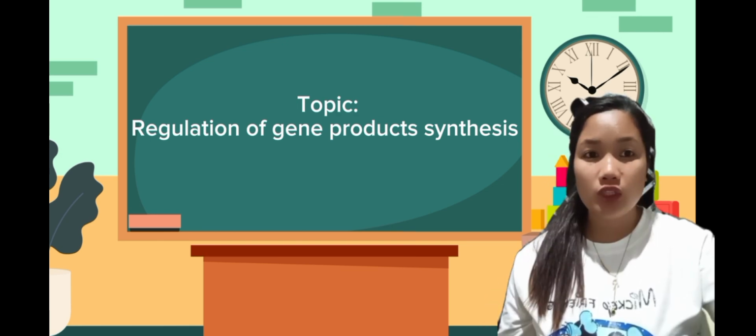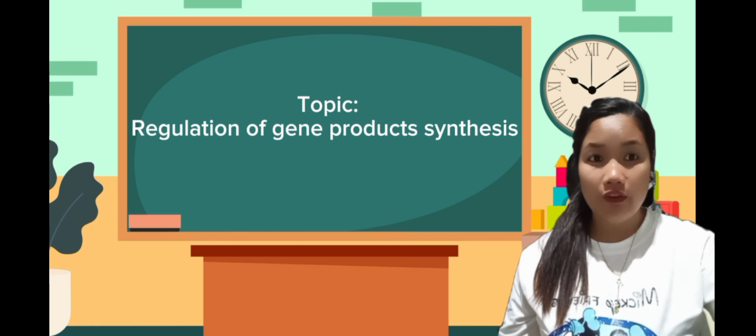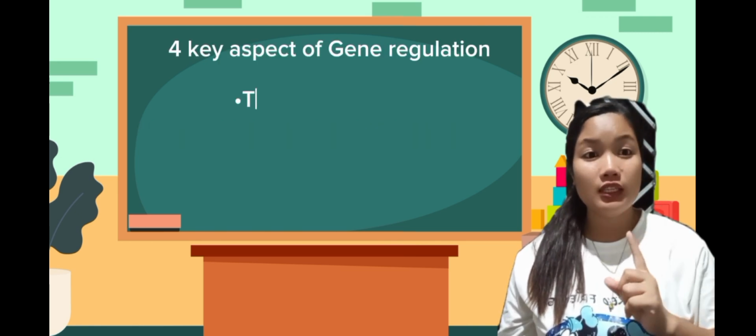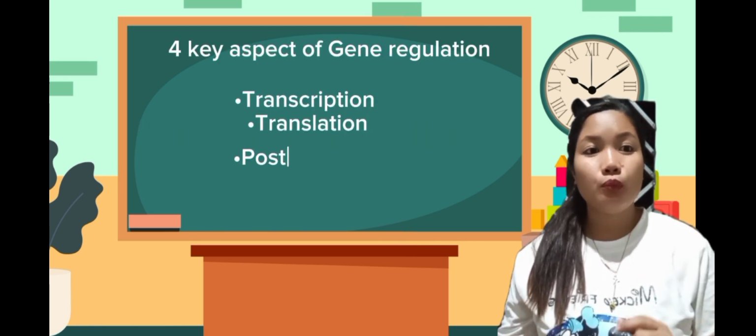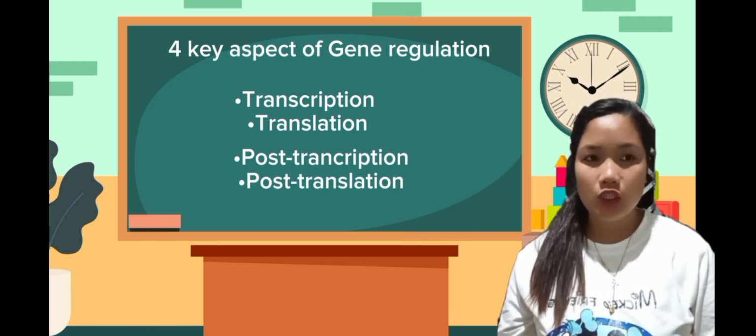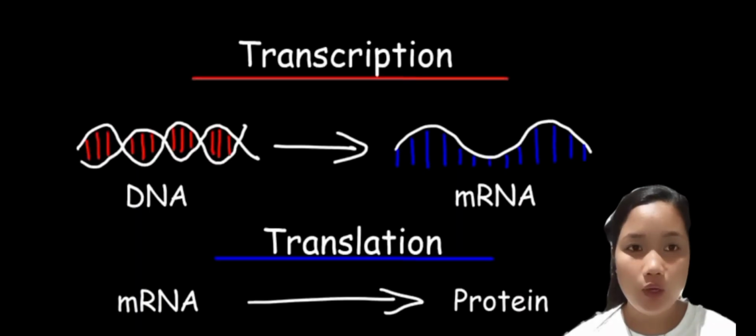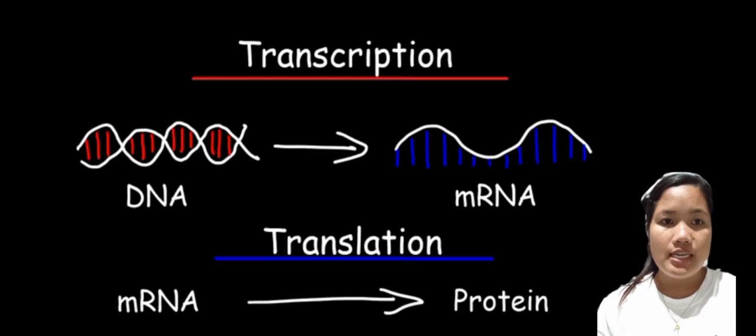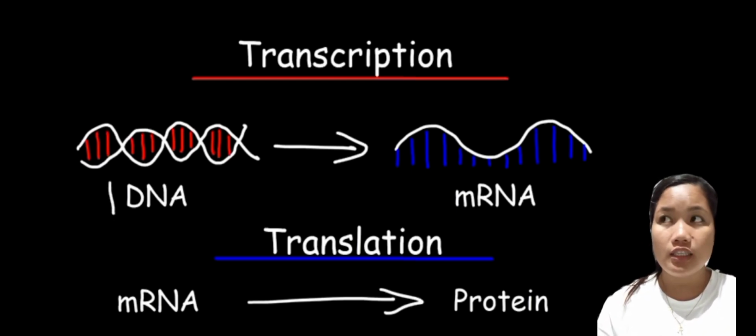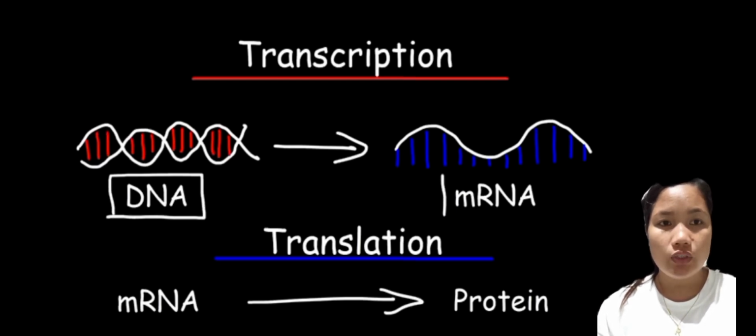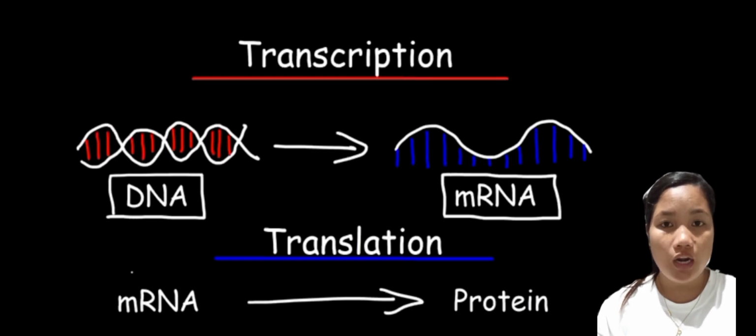So now, let's proceed: gene regulation can occur at various levels. First, we have transcription, translation, post-transcription, and lastly, post-translation regulation. In this video, we are going to talk about transcription and translation. Here is just a basic overview of these two processes. Transcription is the process by which DNA gets converted into mRNA, also known as messenger RNA, and translation is the process of converting the information stored in messenger RNA and using it to build a protein.